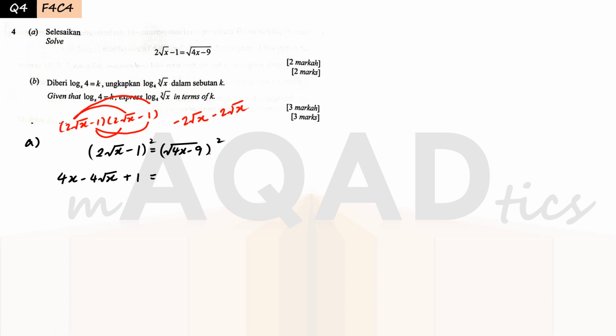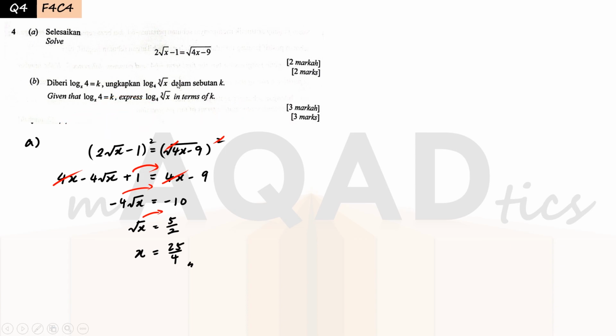For the right side, quite straightforward, the square root cancels with the square. So you have 4x minus 9. Then you just cancel off the 4x on both sides, move the 1 to the other side, then you'll get something like this, and then the negative 4 you move to the right side, and the square root you move to the right side, then you'll get your final answer, which is 25 over 4.